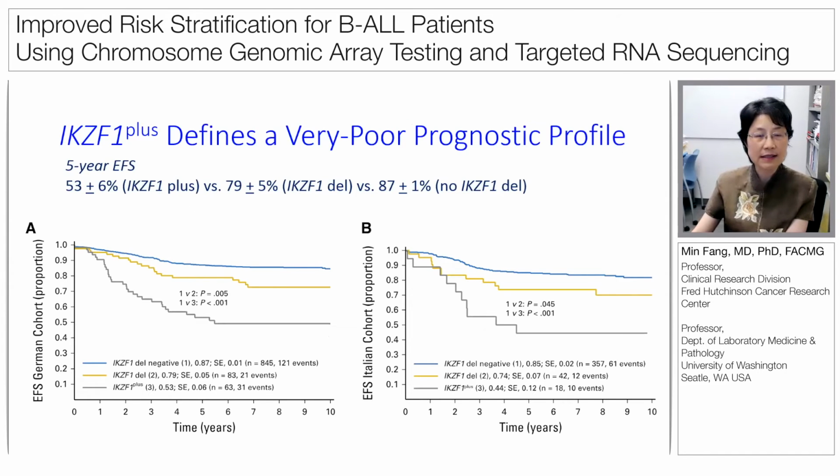So they saw, as shown in this slide, that the IKZF1plus category, shown as the gray line, has the worst outcome, whereas those non-IKZF1 deleted patients, shown in the blue line, have the best prognosis. And the middle line is those with IKZF1 deletion, but not necessarily the IKZF1plus signature. The 5-year event-free survival is significantly different among the three categories as well. Accordingly, the relapse would be the most among the IKZF1plus group as well.